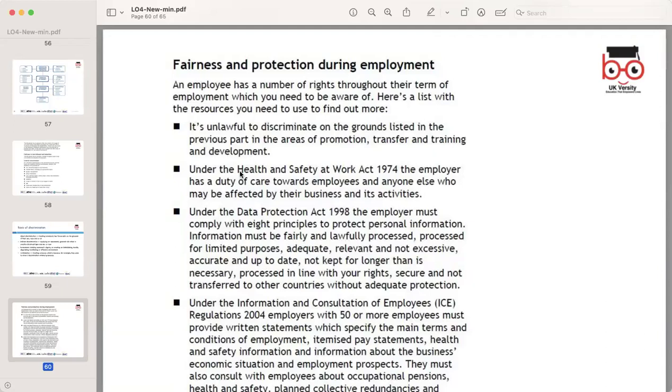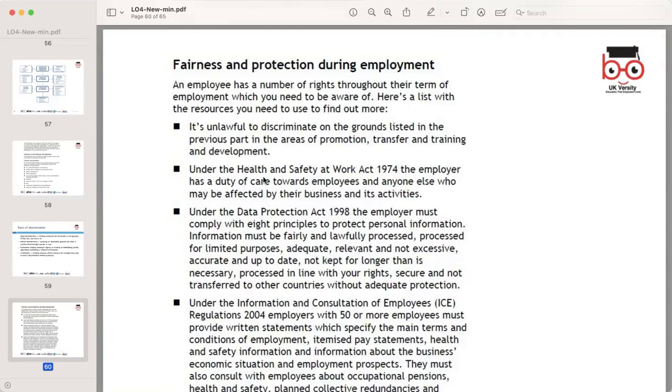Under the Health and Safety at Work Act 1974, the employer has a duty of care towards employees and anyone else who may be affected by their business and its activities. So the Health and Safety Act 1974 imposes a duty of care on employers.